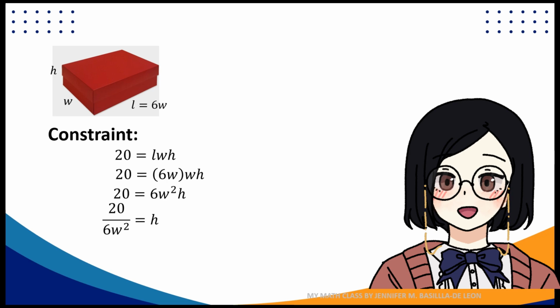From 20 and 6, we have H equals 10 over 3W squared. This equation expresses height in terms of width, making it easier to work with one variable. Now let's set up the cost function.